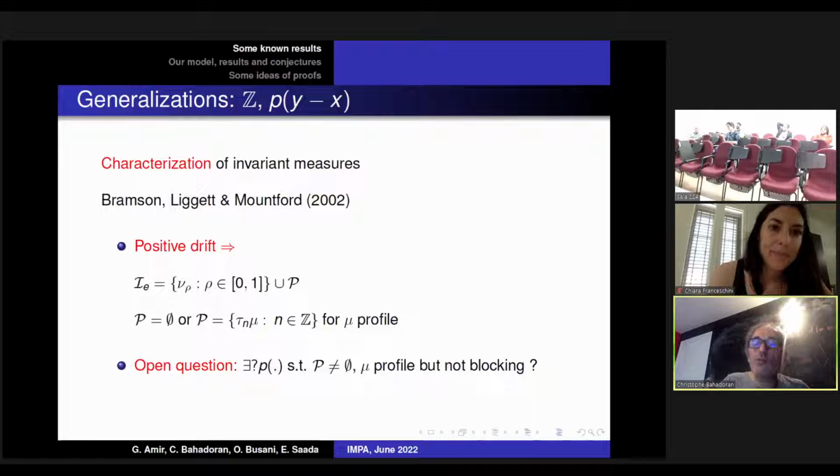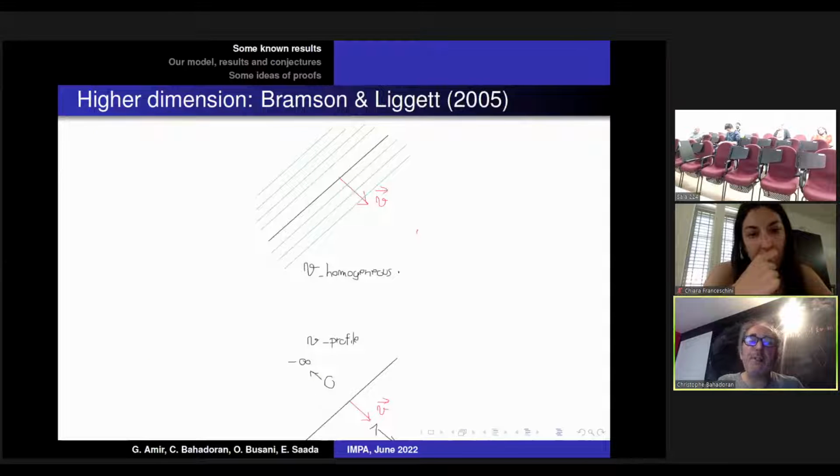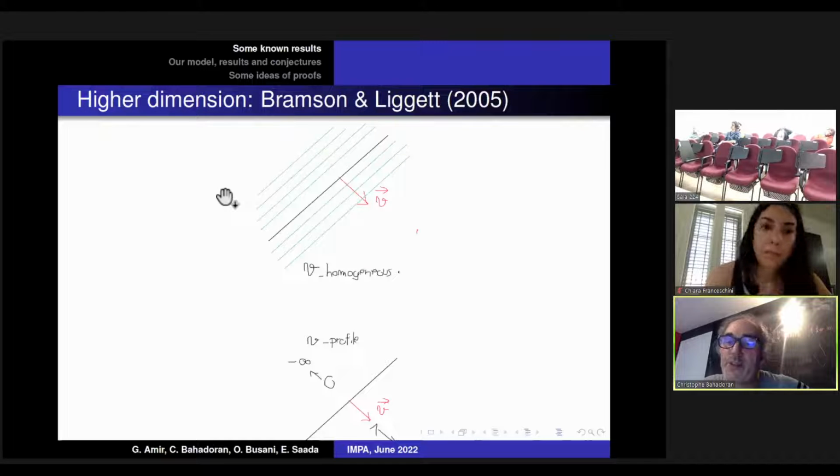So then one of our motivations was to make a little step towards dimension D, which is much less clear. As I wrote in the abstract, the main reference which exists in dimension D is a paper by Bramson and Liggett, where they set some foundations and conjectures. But one is still far from having a description like the one I showed before.